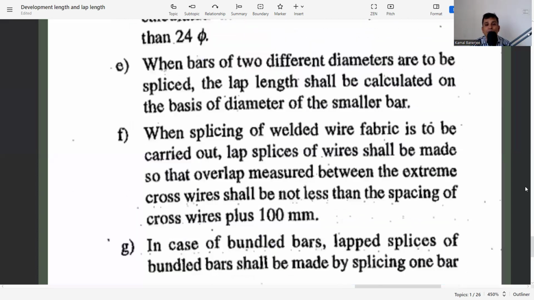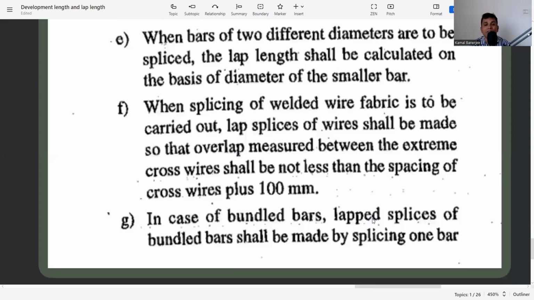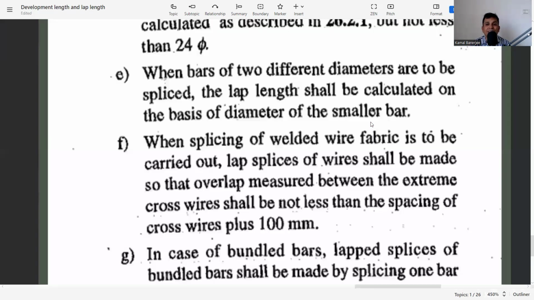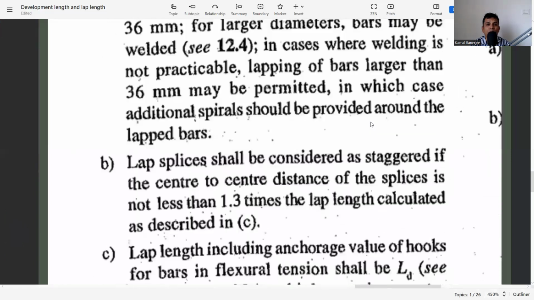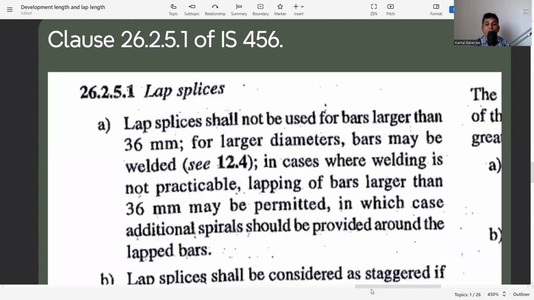Then when splices of welded fabric are to be carried out, lap splices of wire shall be made with an overlap, measured between the extreme cross wires, not less than the spacing of cross wires plus 100. So this is the splices. These are the things about the splices of the rebar. We need to ensure whenever we are splicing two bars in a section, we also need to find out the development length as discussed in the clause of IS 456, and accordingly provide the development length.